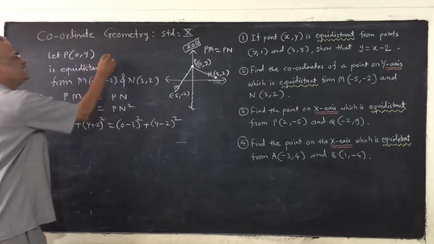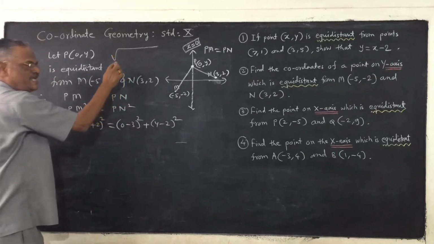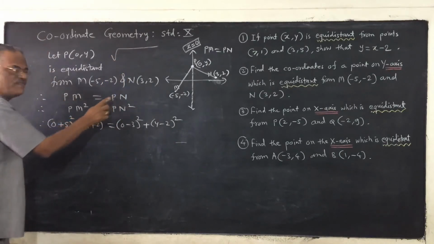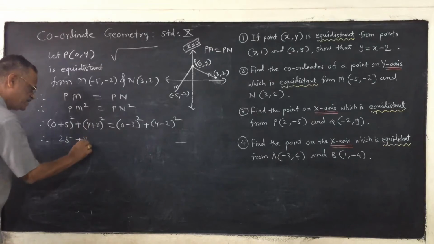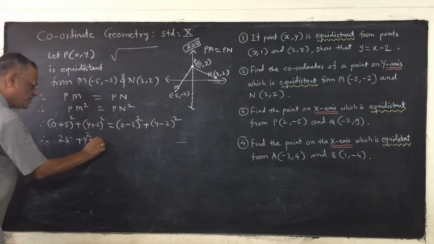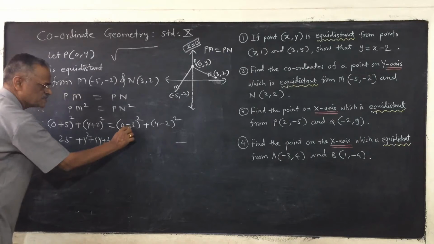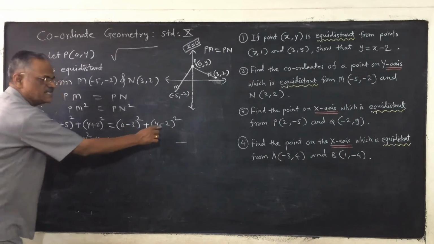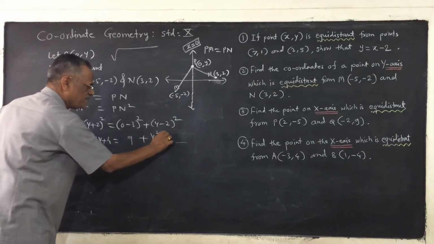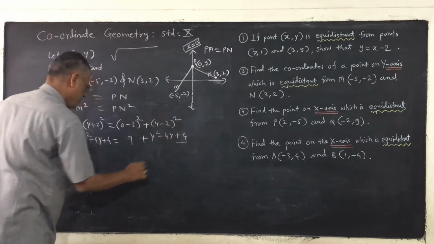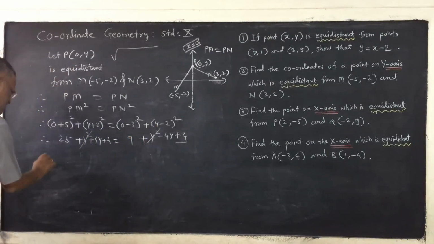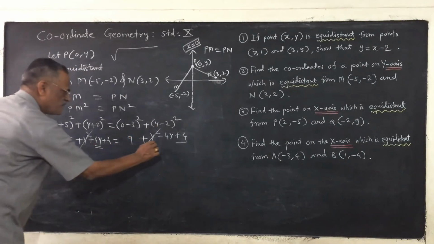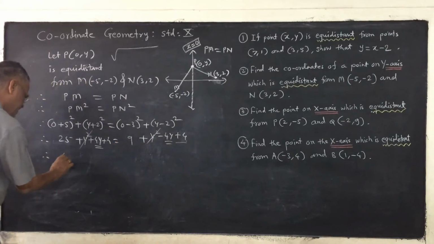How to use PM square and PN square? You are using the distance formula. So the root is there. PM is equal to PN, but we are taking the square of both sides. So what is the square of this number? It is 25. The square of this bracket, y square plus 4y plus 4, is equal to the square of this number 9 plus the square of this bracket, y square minus 4y plus 4. Now you can see that y square and y square cancel.